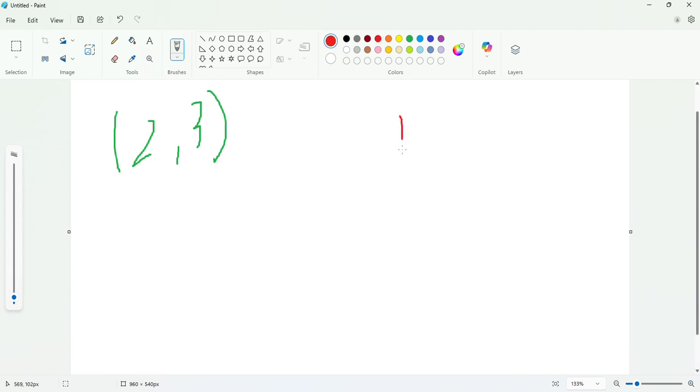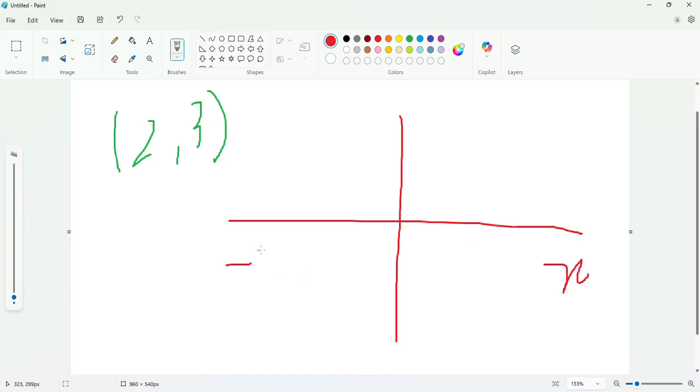Suppose this is your x, y, and this is x, so this side minus x, this side y, this side minus y. Now, to plot this point, 2 units in x-axis, and 3 in positive y. So your point is going to be somewhere here. So this is going to be your (2, 3). Here, this is your origin.